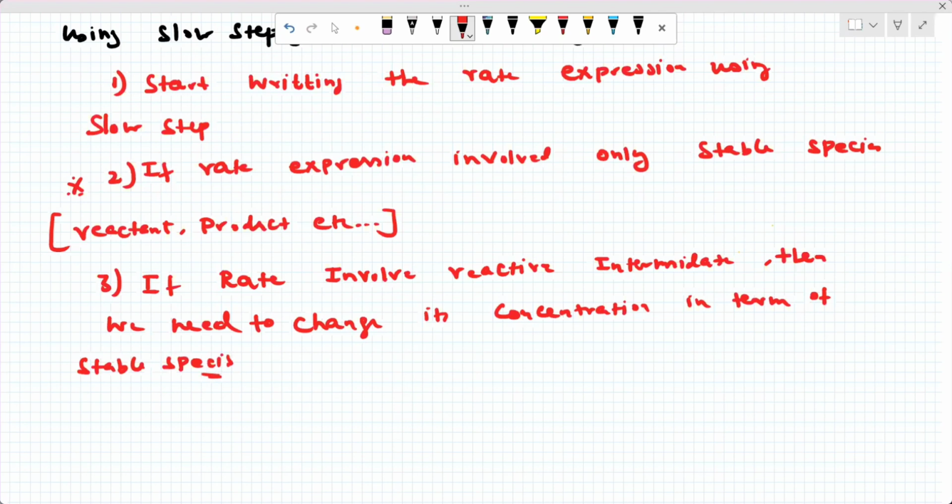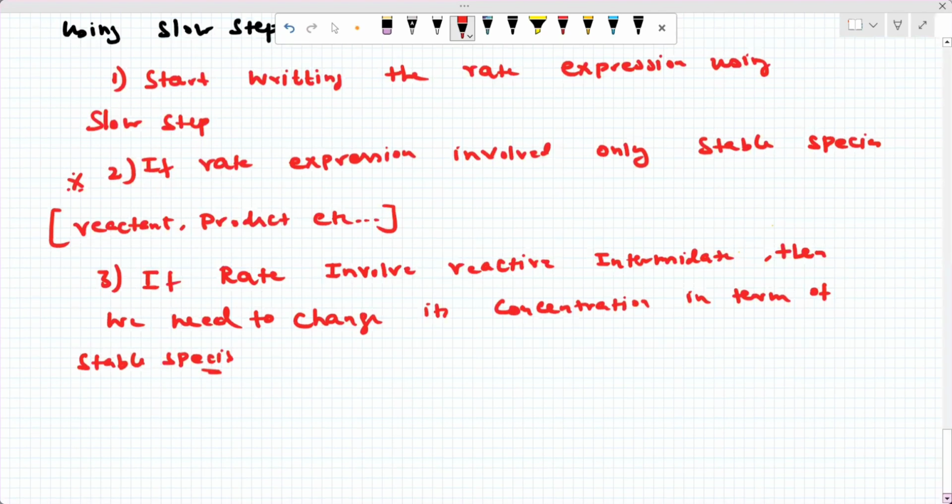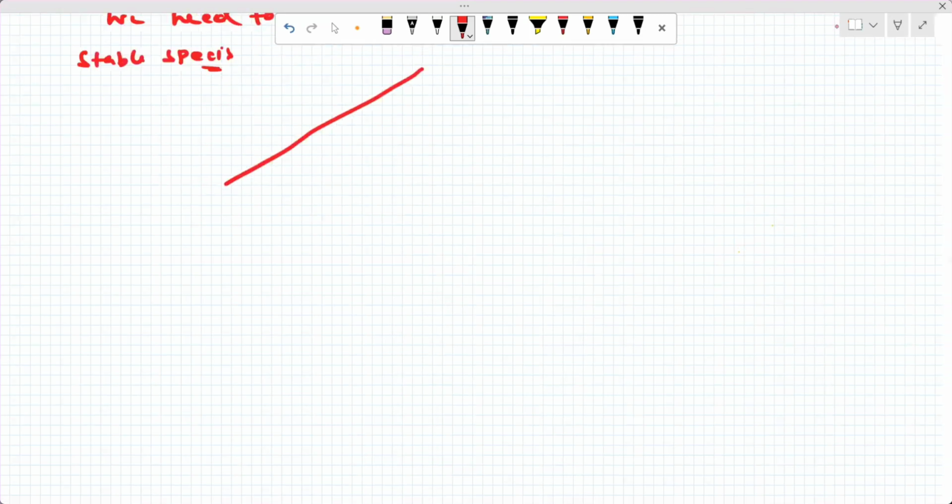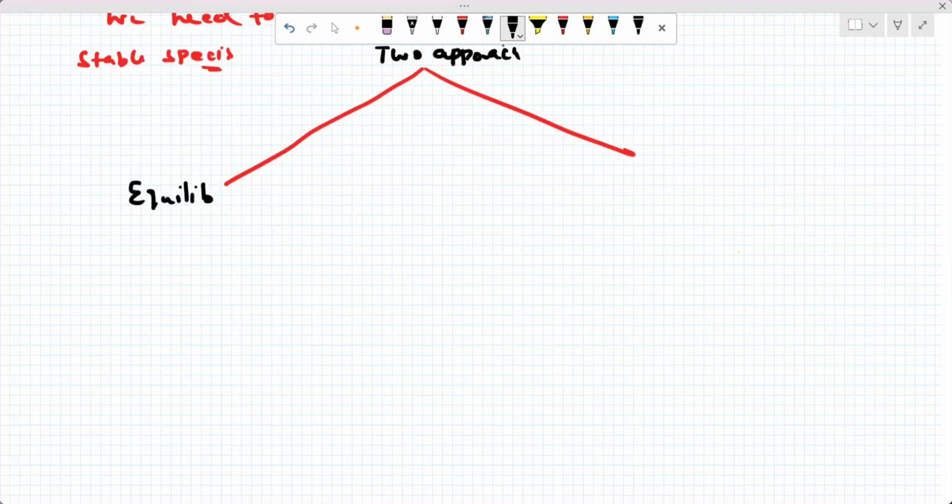For this we are going to use two approaches. What are the two approaches? Both are simple, okay? First one, the equilibrium approach. It is very simple.